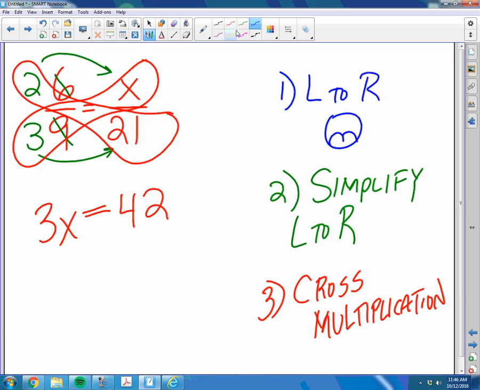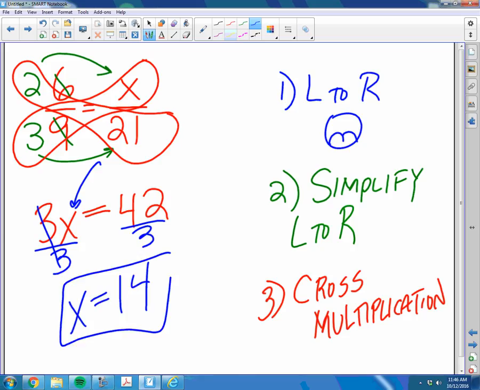3 times x equals 42. And to find the value of x, you would divide both sides by 3. These cancel, and x equals 14. Now, sometimes that's what you're stuck with.